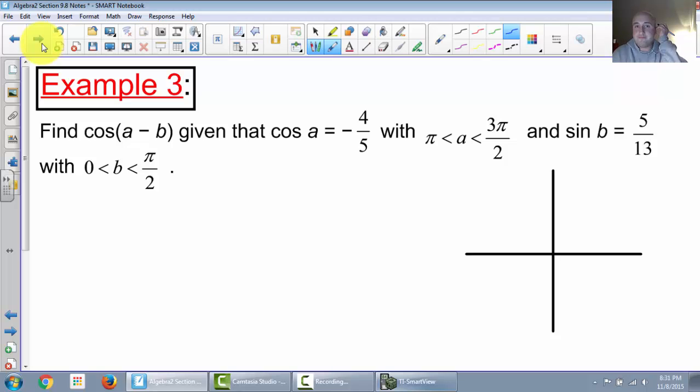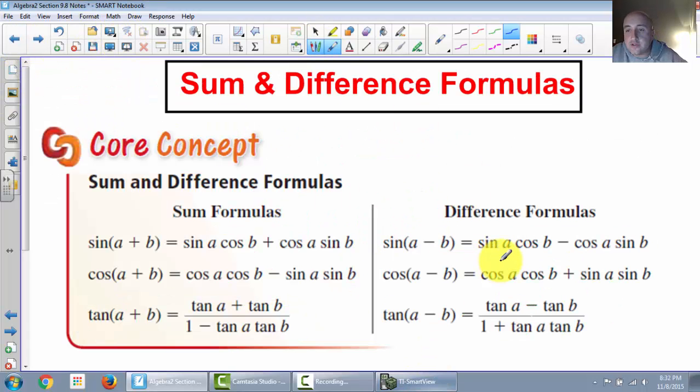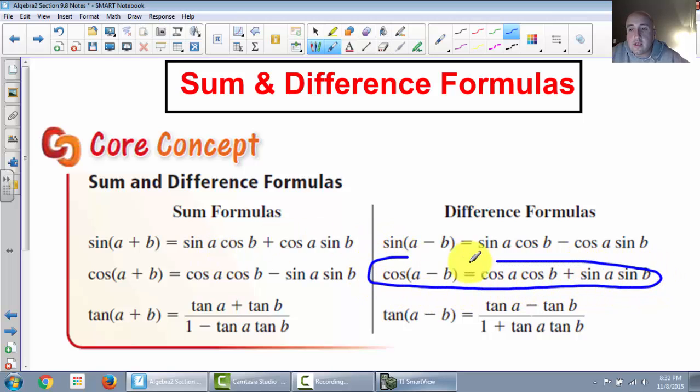All right, next one. It says right here that we are solving cosine of a minus b. So I'm going to rewrite this down here. Cosine of a minus b. And what I'm going to do is write what that's equal to. So I'm going to go back to my chart, a minus b. All right, so where are we at here? So here's my cosine of a minus b. This is the one we're going to use for this one. And I'm going to rewrite this.